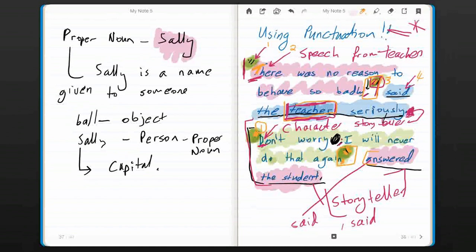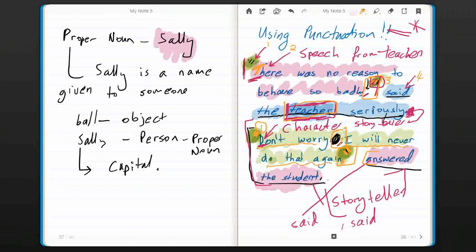Okay, so there are similarities in both of these. They both have speech marks, they both have capital letters at the beginning of them, they both have full stops at the end, but the second example down here is more complex. See, there's this kind of flying full stop and this comma underneath it. That's called a semicolon, and in this one it replaces the word because. So if we pretend that's because, then this would read, "Don't worry, because I will never do that again." Okay, and that's just the student answering the teacher saying, "You don't have to worry because I won't misbehave again."